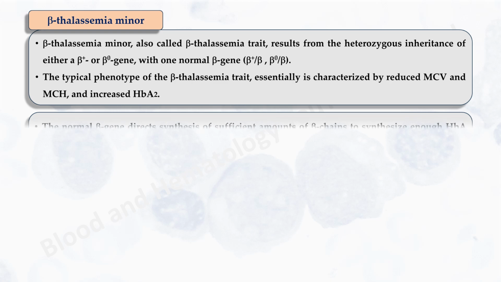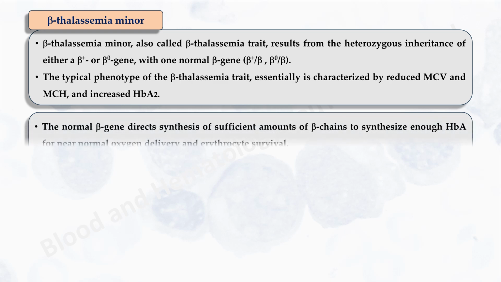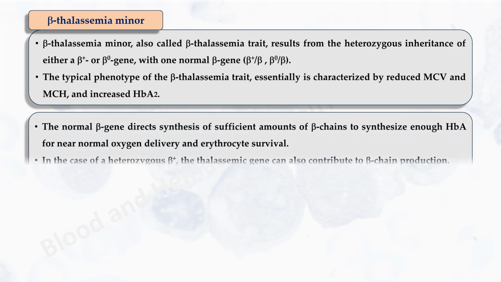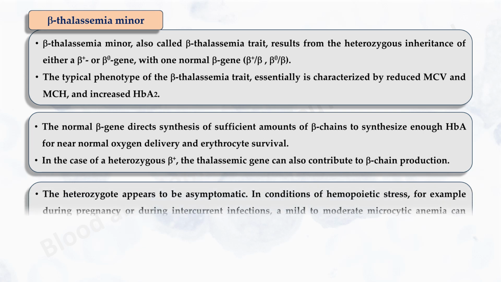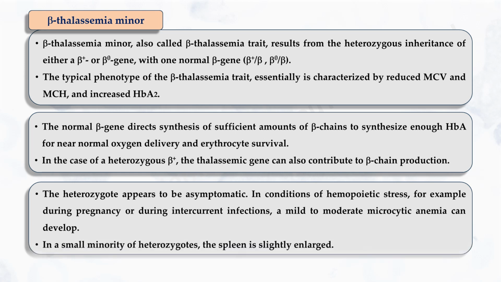The normal beta gene directs synthesis of sufficient amounts of beta chains to synthesize enough hemoglobin A for near-normal oxygen delivery and erythrocyte survival. In the case of a heterozygous beta plus, the thalassemic gene can also contribute to beta chain production. The heterozygote appears to be asymptomatic. In conditions of hemopoietic stress, for example during pregnancy or during intercurrent infections, a mild to moderate microcytic anemia can develop. In a small minority of heterozygotes, the spleen is slightly enlarged.